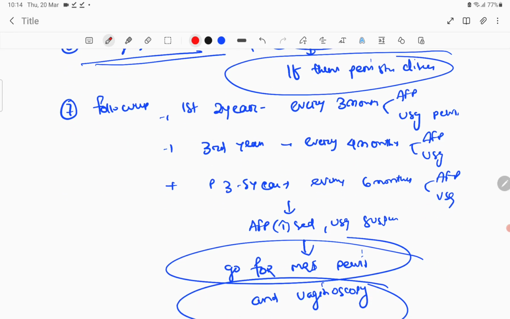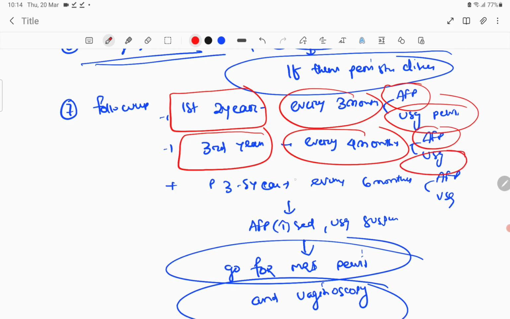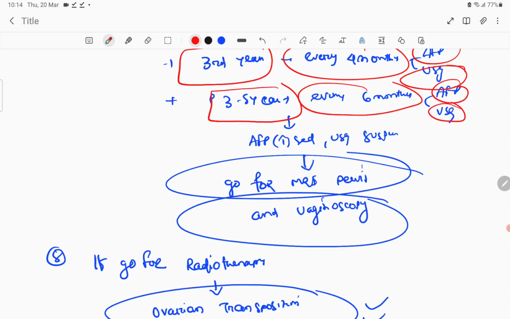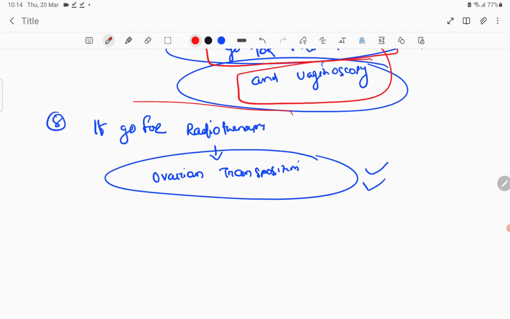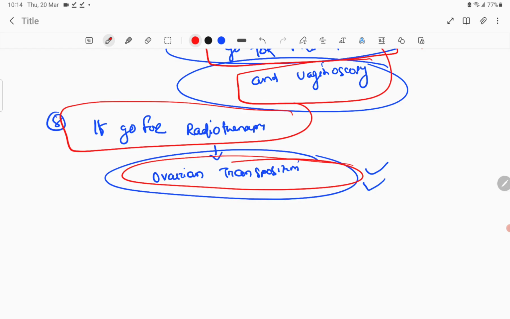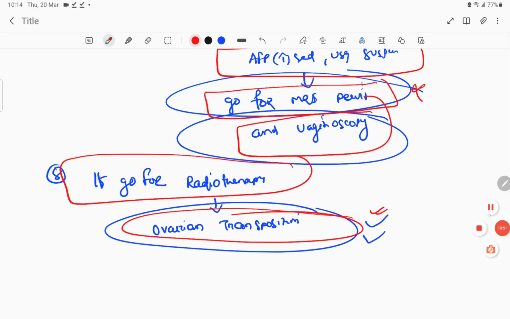Okay, how will you follow up? In the first 2 years, every 3 months do alpha fetoprotein and ultrasound pelvis. In the third year, every 4 months alpha fetoprotein and ultrasound, and from 3 to 5 years, every 6 months alpha fetoprotein and ultrasound. If alpha fetoprotein increases or ultrasound is suspicious, go for MRI pelvis and vaginoscopy to look for recurrence. If you go for radiotherapy, ovarian transposition is very, very important, because in a young patient there will be gonadotoxicity, so you have to do ovarian transposition before the radiotherapy.